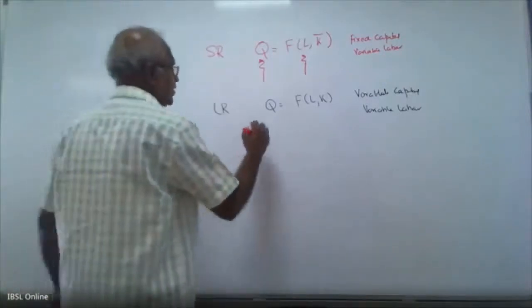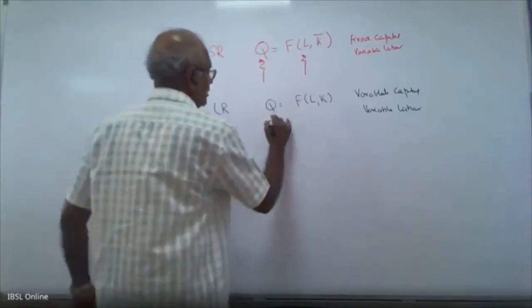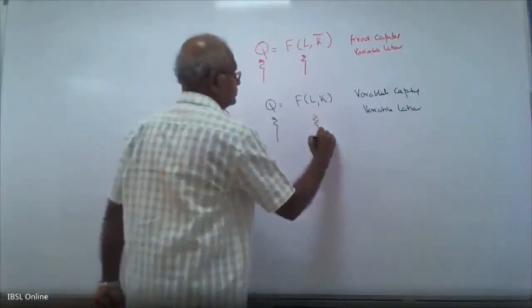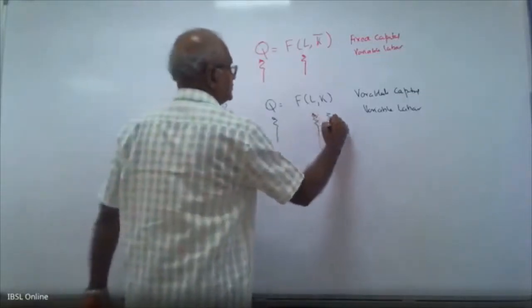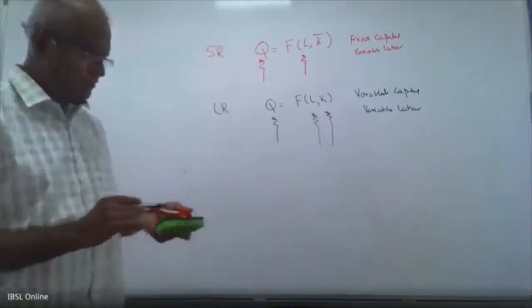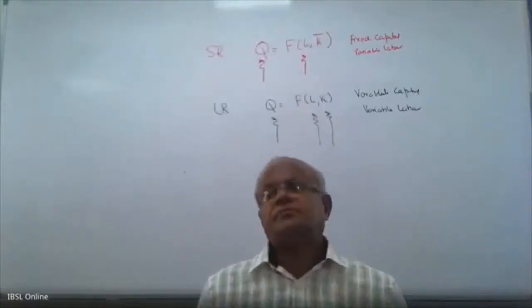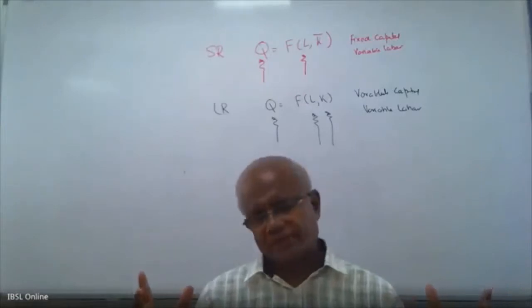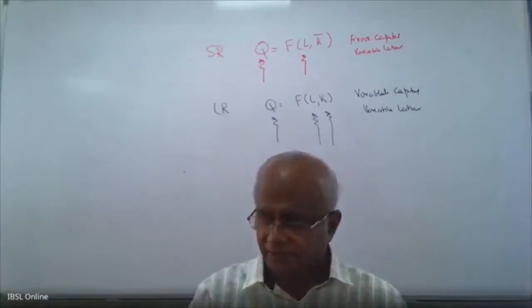In the long run, if you want to increase the output, you can increase labor or you can increase capital. That is the difference between the short run and the long run production function. Right? In the short run, one of these factors, we assume capital, is fixed. In the long run, all are variables, right?